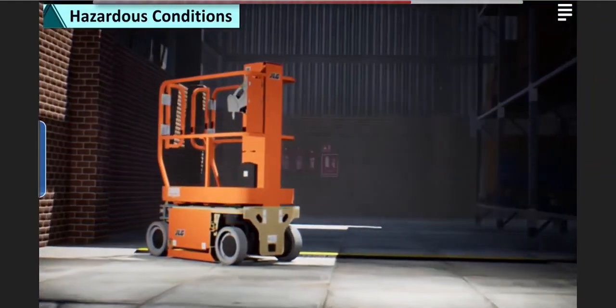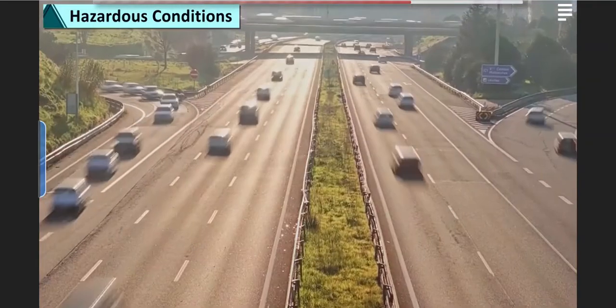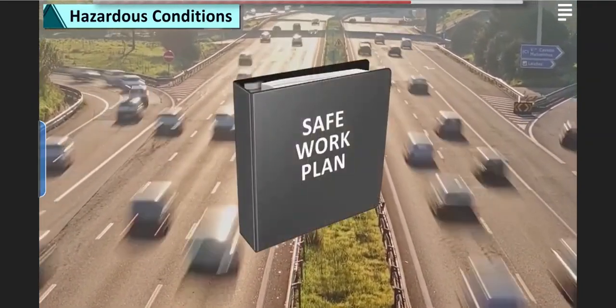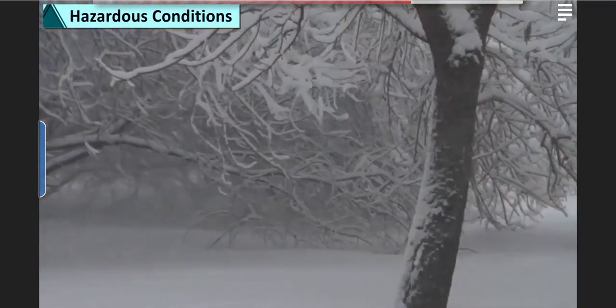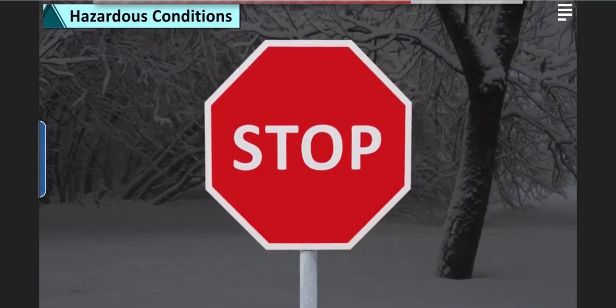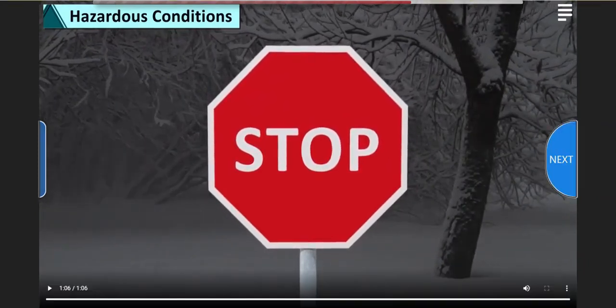Other hazardous conditions that can affect MEWP operations, such as flammable atmospheres or working on public roads around traffic, also need to be accounted for in the Safe Work Plan. If a new hazardous condition develops or is discovered during operations, work must stop until the hazard can be assessed or corrected, or the plan can be updated to address it.